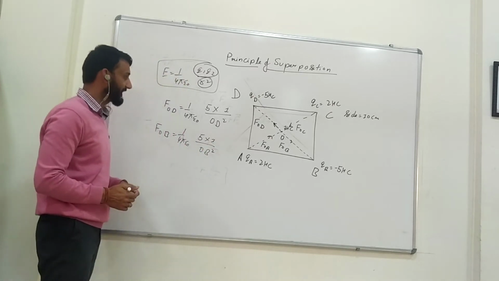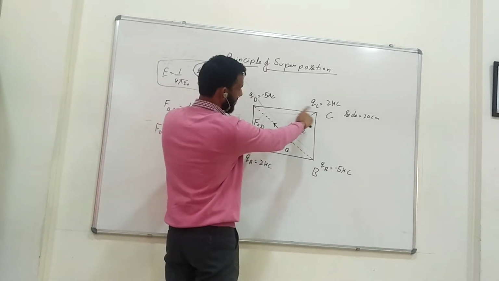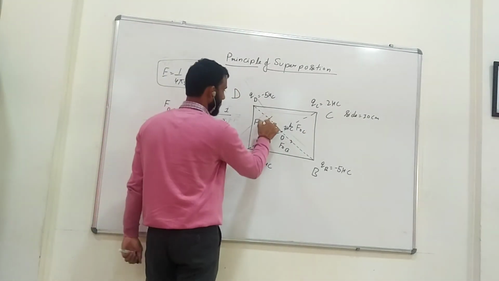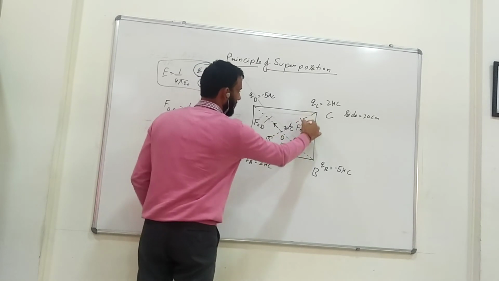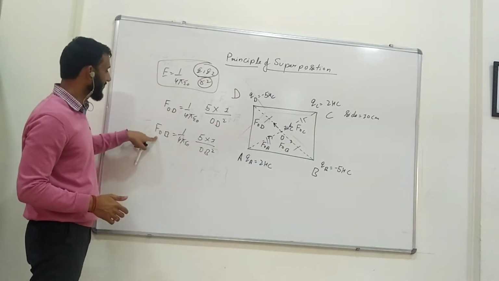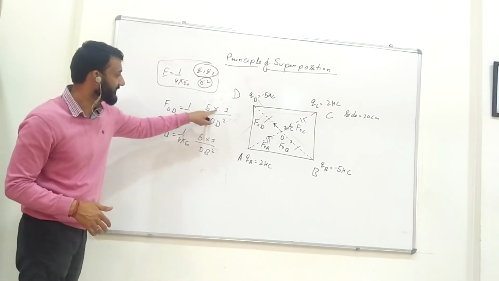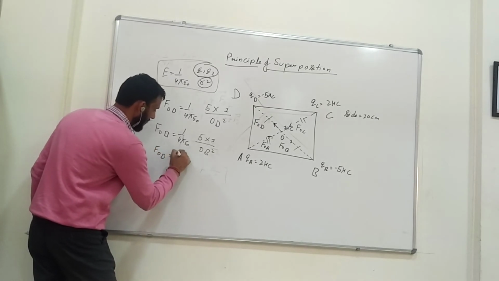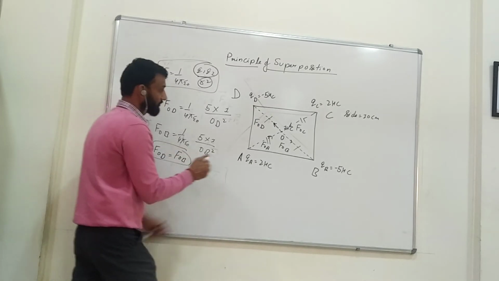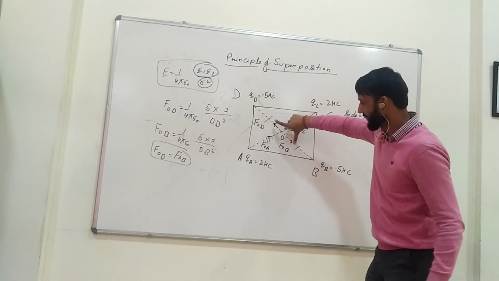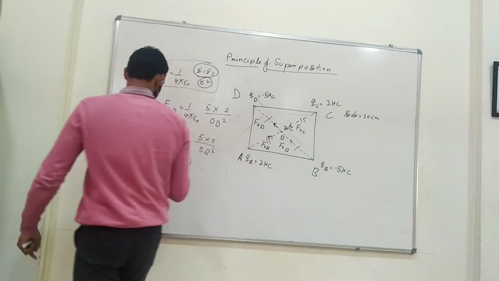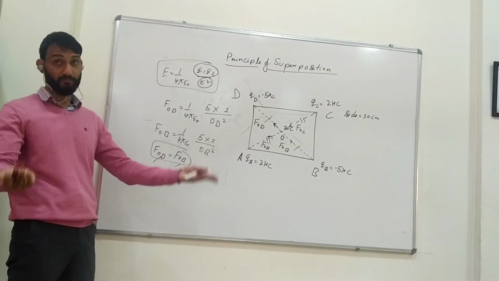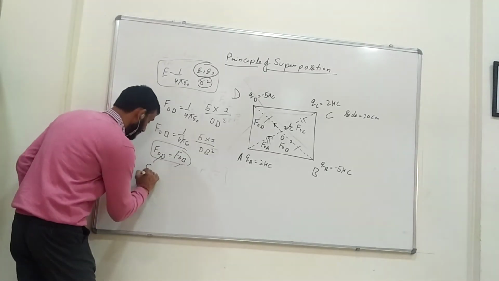We all know that the diagonals of this square will cut into equal parts. Okay, they will intersect into equal parts. It means this part will be equal to this part and this part will be equal to this part. So look here, FOD and FOB are equal. Why they are equal? Because charges are the same and these distances are the same. So it means FOD equals FOB. And you can see these two forces are acting in opposite direction like this. So these two forces will cancel out each other. So what will be the net force of FOD and FOB? It will be 0.